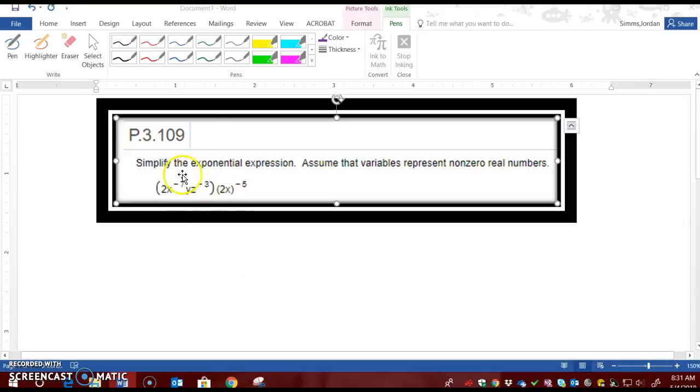Hey Zach, let's simplify this exponential expression. We're going to assume that all the variables don't equal 0. So when I look here at this left-hand bracket, there's not really a whole lot we can do, right? There's no uncombined like terms.